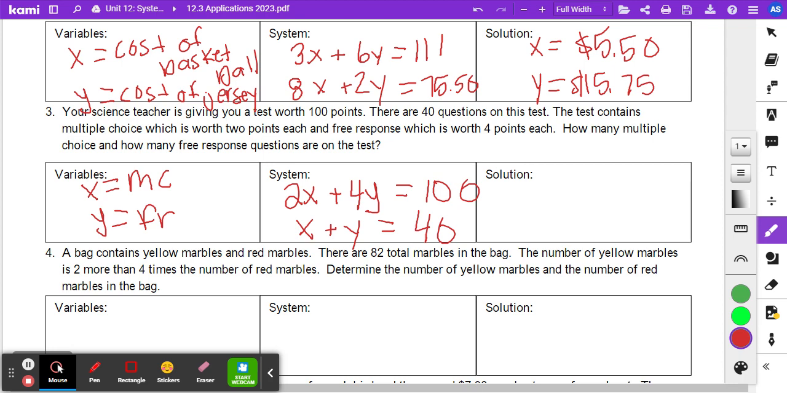Sorry. And then x plus y equals 40. You might need to shift your graph over. Where they intersect is 30, 10. So what that means is the x coordinate is 30 multiple choice questions, and the y is going to be 10 free response questions.